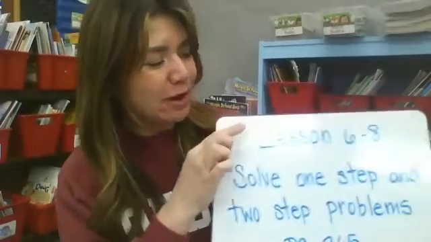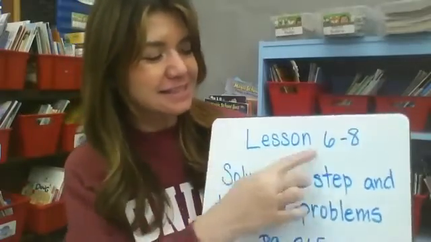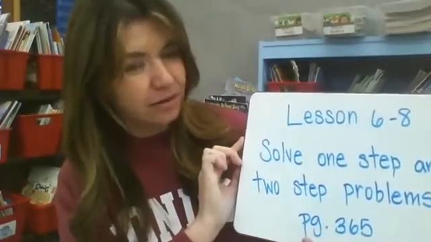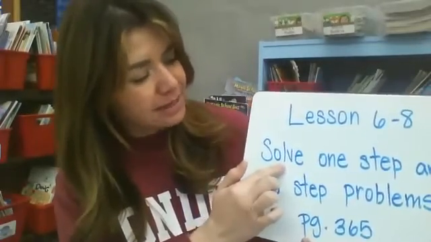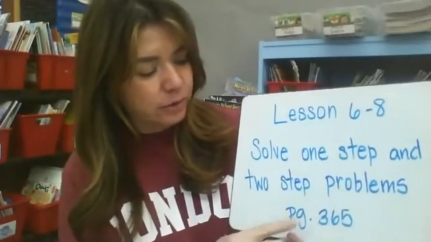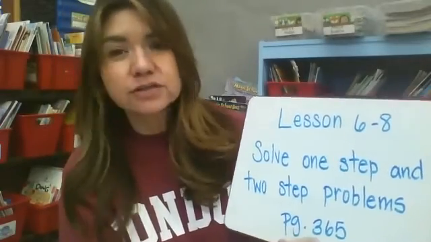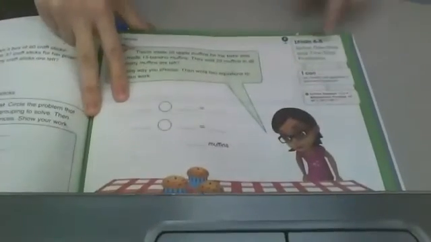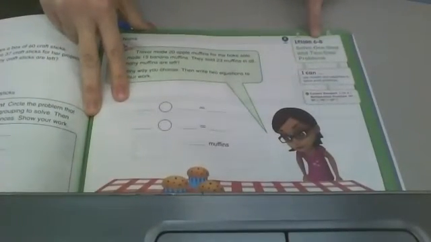We are looking together at lesson 6-8 in our math books. They're going to ask us to solve one-step and two-step problems. We're going to find that on page 365. So if you can please take out your book. I'm going to share my workspace with you here. All right, we're in lesson 6-8.